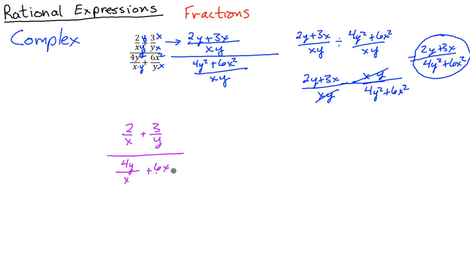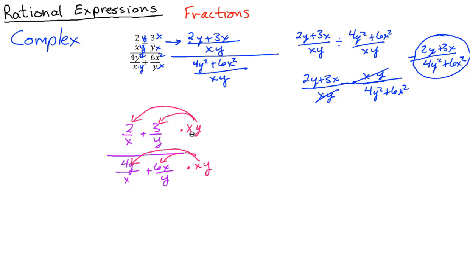Plus 6x over y. They look at all of the denominators, so xy, xy, and they say, wait a second. We could times the big fraction, top and bottom, by the common denominator to everything. And so this xy would go in here and in there, and then it would jump in here and all the way over to there. So in slow motion, watch what will happen when we do that.